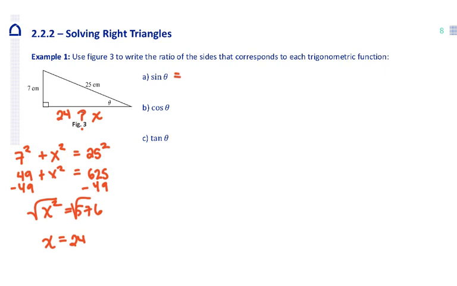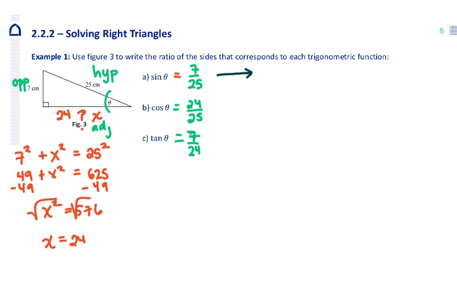So now at least we know all 3 sides, so we could quite easily do the sine, which is the opposite over the hypotenuse. Remember, relative to that angle, there's the opposite, there's the adjacent, there's the hypotenuse. So the sine is opposite over hypotenuse, in this case 7 over 25. Cosine is adjacent over hypotenuse, 24 over 25. And tan is the opposite over adjacent, so 7 over 24.